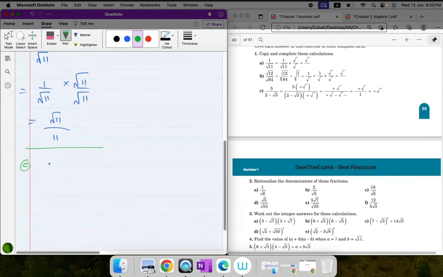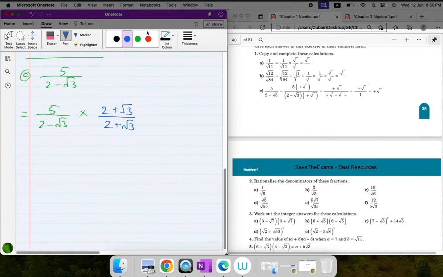I'm looking at the C part. This is 5 over 2 minus square root 3. Now we multiply and divide with the denominator, but with its conjugate. So we change the sign of the second term: 2 plus square root 3 over 2 plus square root 3. Mathematically no change; we multiplied and divided with the same number. So 5 into 2 is 10 plus 5 square root 3.